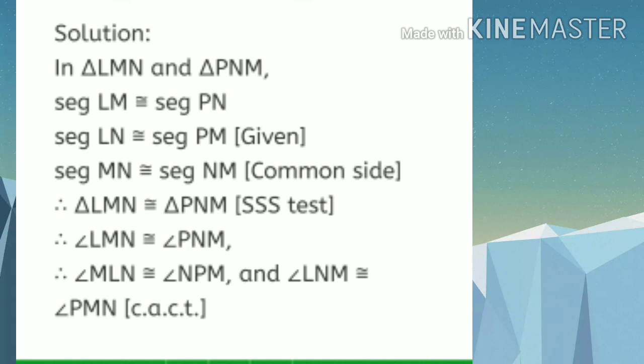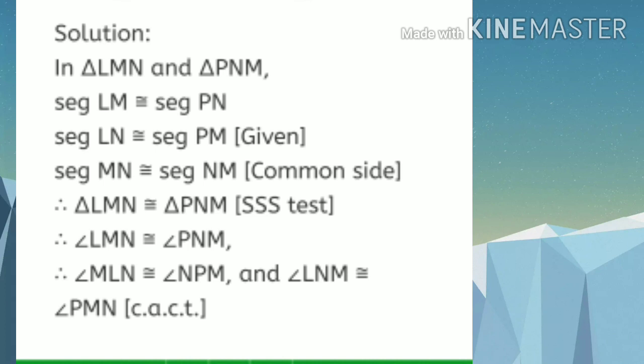Now write the remaining congruent parts. So remaining congruent parts are all the three angles of a triangle. Remaining congruent parts are angle LMN congruent to angle PNM, angle MLN congruent to angle NPM, and angle LNM congruent to angle PMN, corresponding angles of congruent triangles.